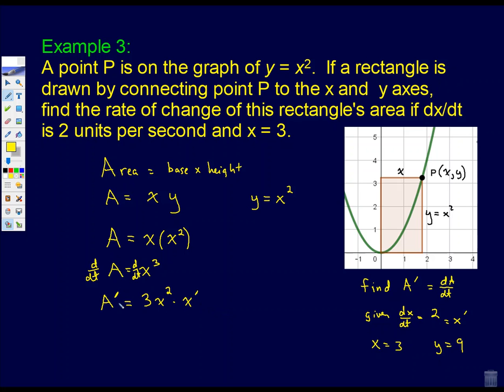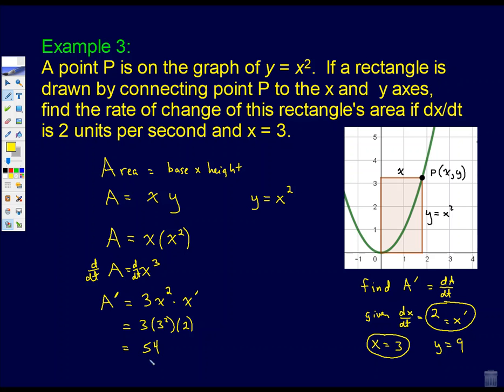So now we can use the given information that the x-coordinate is changing by 2 units per second, and we're solving this at the instant that the x-coordinate is 3, and we're finding A prime. So all I've got to do is evaluate the right-hand side and take 3 times the 3 for x squared times the derivative of x, or the rate of change of x, which is 2. And so we'll multiply this together. This ends up being 3 times 9 times 2, which I end up getting 54.